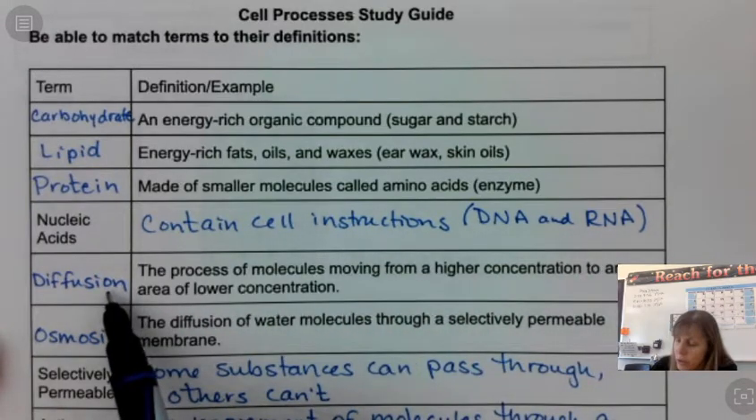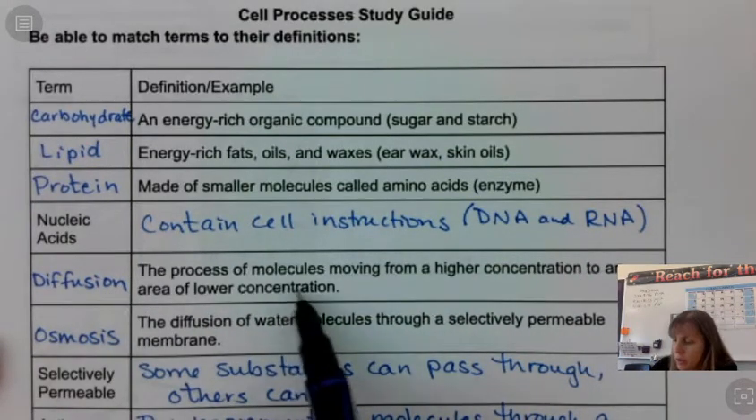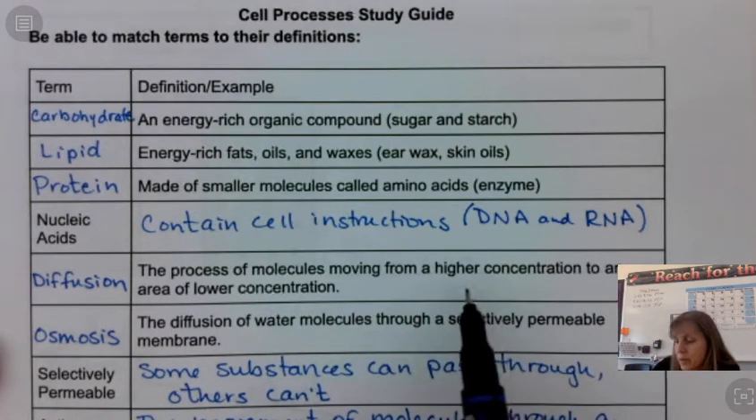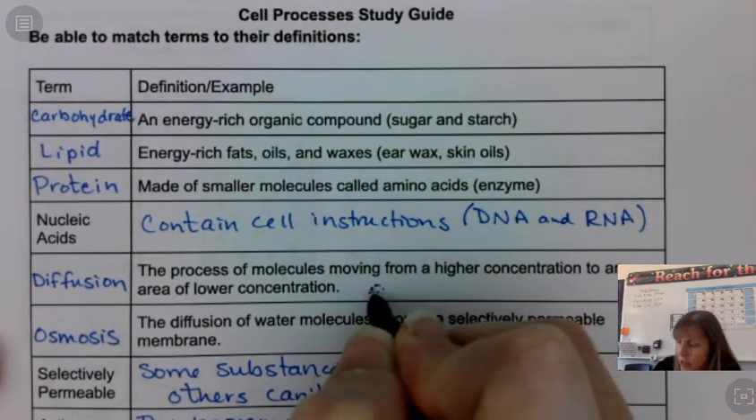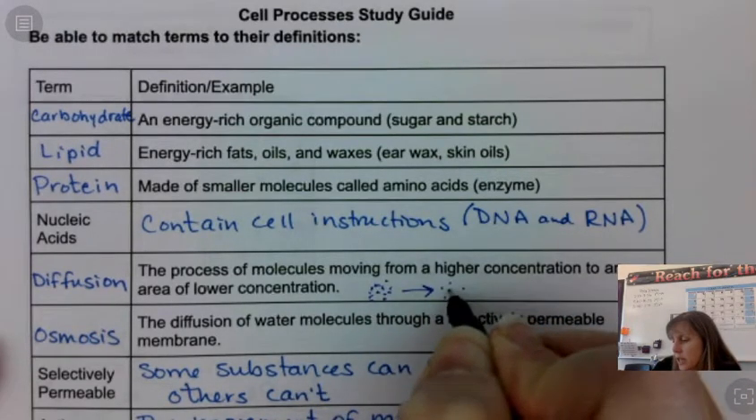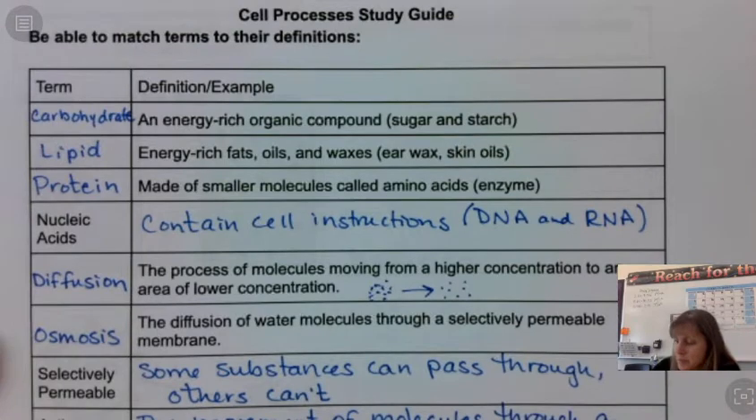And then there's diffusion, which is the process of molecules moving from a higher concentration to an area of lower concentration. And we talked about this, like if you baked a cake, you could smell the particles, right? So a higher concentration to a lower concentration. Okay.